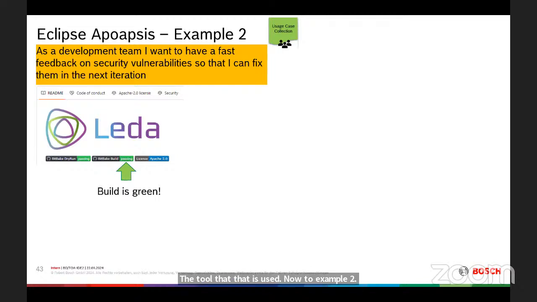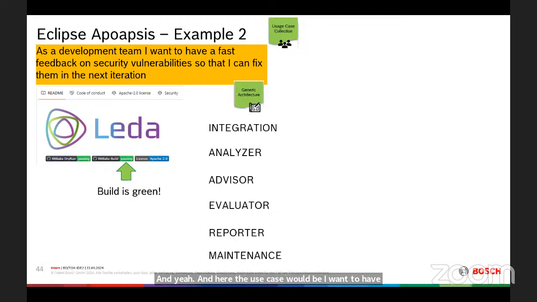So now as a development team. So a development team, I don't want to know about all the others, so I concentrate on my project. So here I took the Eclipse LEDA. LEDA is a meta layer for BitBake Yocto that can help you to build an embedded IoT Linux. And here the use case would be, I want to have a fast feedback on security vulnerabilities so that I can fix them, right? And ideally, I want to have this as a feedback directly in my build system. So here, build a screen.